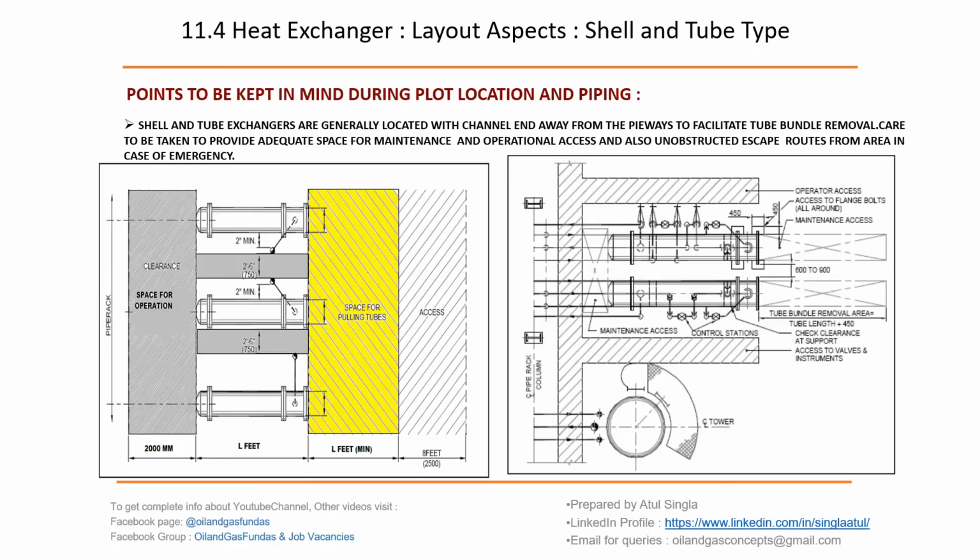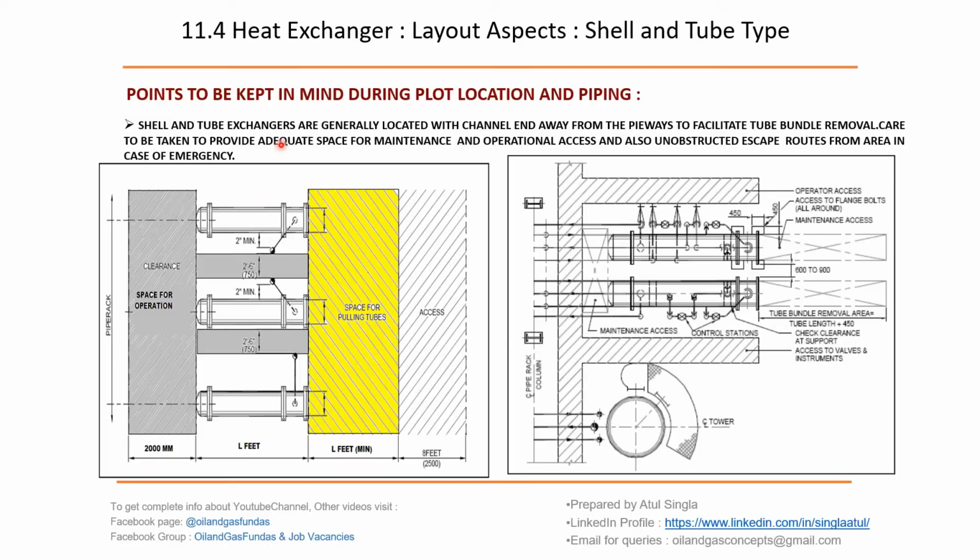There is a reason why we locate the exchanger like this: to facilitate tube bundle removal. In a shell and tube exchanger we need to remove the bundle, so we need to have space. If we are going to pull these tubes out, we have to have some space behind it, so we try to place the exchanger in such a way that the channel is towards the access way.